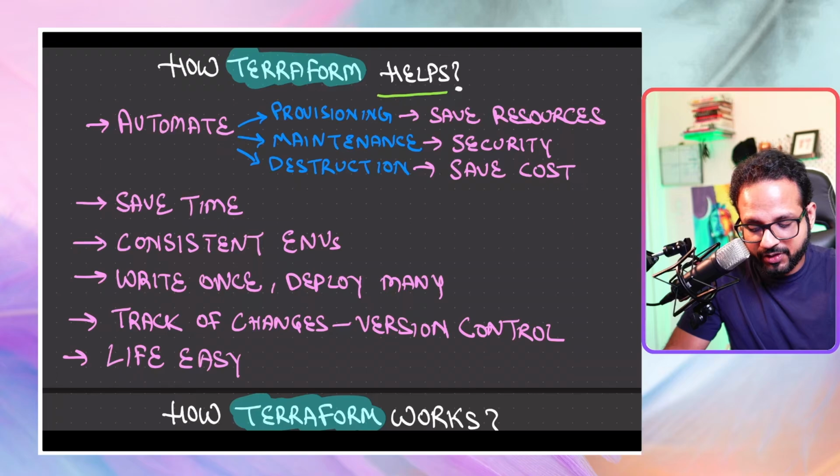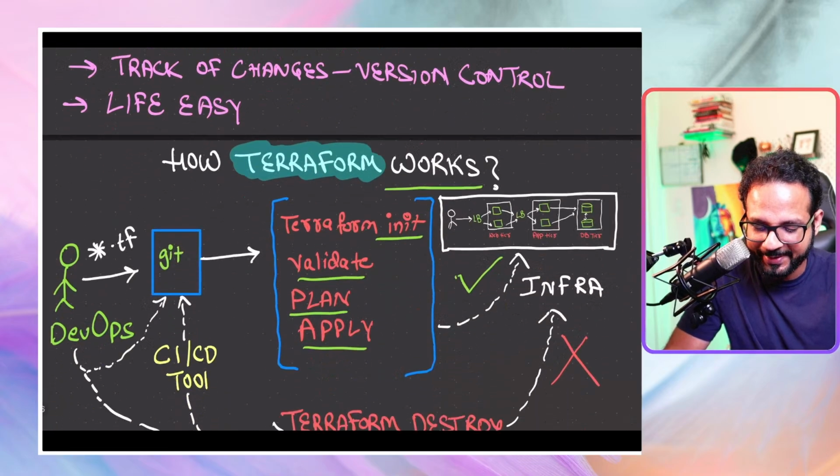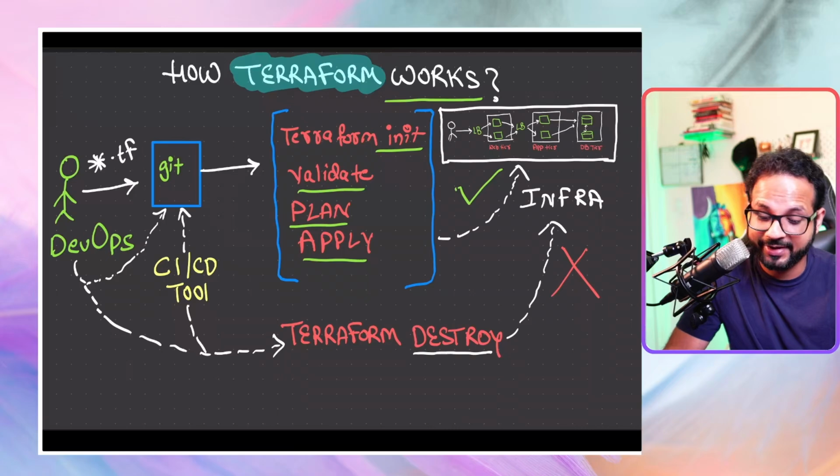Okay. And you can also track your changes, because your Terraform code will be stored in a Git repository or a source code management system, right? So you can track the changes, you can control the changes based on the pull request, you can establish a review process, and it's a much improved process now, and it makes your life easy. You don't have to worry about all the infrastructure-related issues. Okay. So let's have a look at how Terraform works.